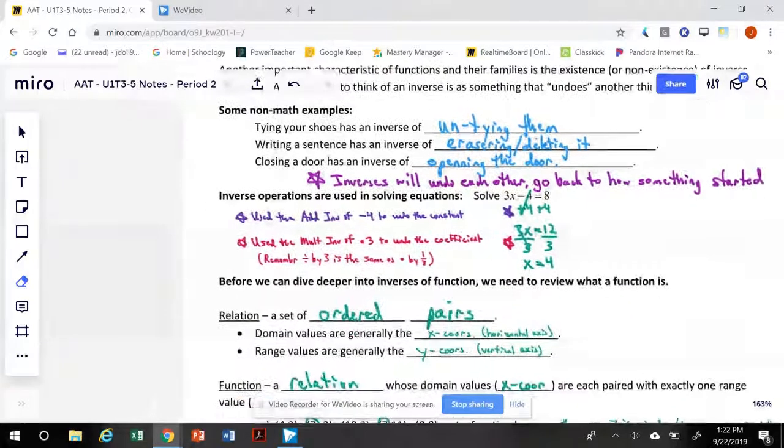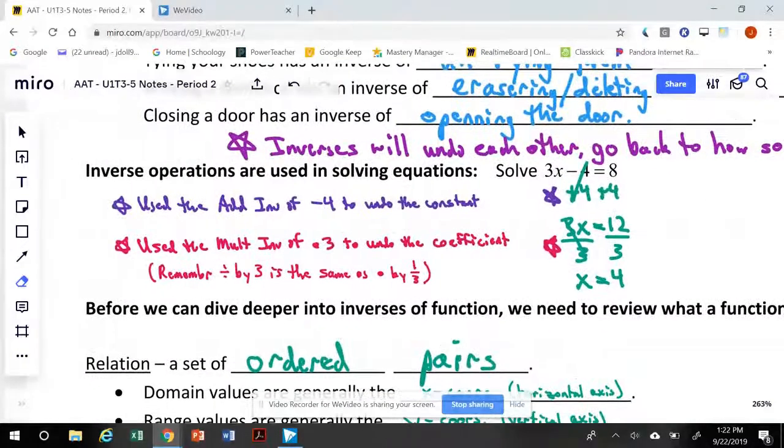We've done this in math since you were in middle school, right? Solving a two-step single variable linear equation here. We use the additive inverse to cancel the -4, and we use the multiplicative inverse to cancel the coefficient of 3. Remember, dividing by 3, which is what we're doing here, is actually the same as multiplying by 1/3, the multiplicative inverse of 3. All right, so inverses is something we're familiar with.